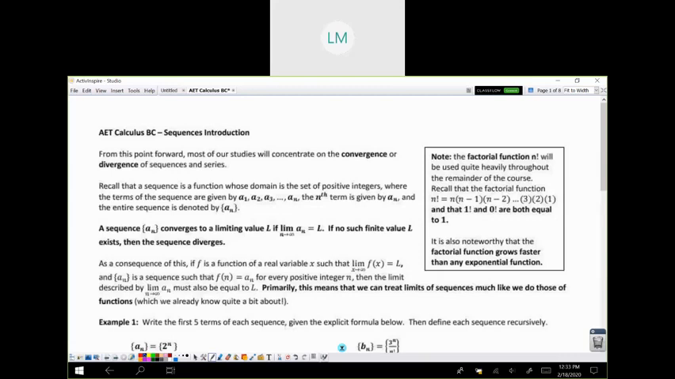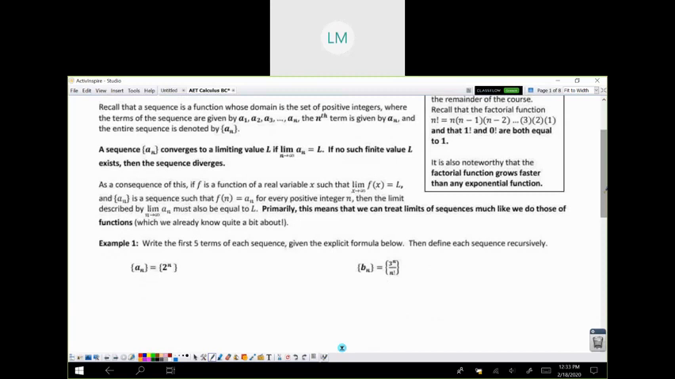The nth term is given by a sub n, and the entire sequence is denoted by the squiggly brackets and a sub n. A sequence will converge to a limiting value if the limit of the nth term as n approaches infinity is equal to L. If no value exists, then the sequence diverges.